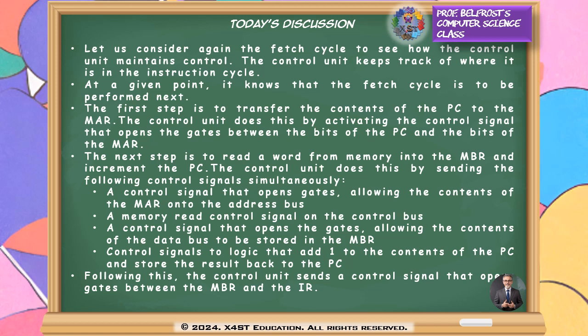The next step is to read a word from memory into the MBR and increment the PC. The control unit does this by sending the following control signals simultaneously. First, a control signal that opens a gate allowing the contents of the MAR to flow onto the address bus. Then the memory control signal on the control bus. Then a control signal that opens the gate allowing the contents of the data bus to be stored in the MBR. And control signals to logic that add 1 to the contents of the PC and store the result back in the PC. Following this, the control unit sends a control signal that opens the gate between the MBR and the IR.